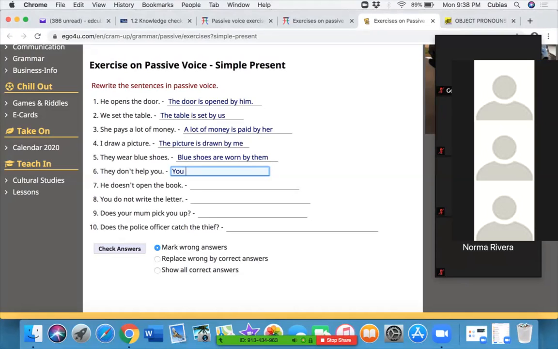You don't be helped. Remember, only verb to be. What do we use with verb to be? Listen. Aren't. Good. You aren't helped by them. By them, because the object here is you. You are the object. And the action is help. But remember, the verb to be is aren't, because we have don't for negative.